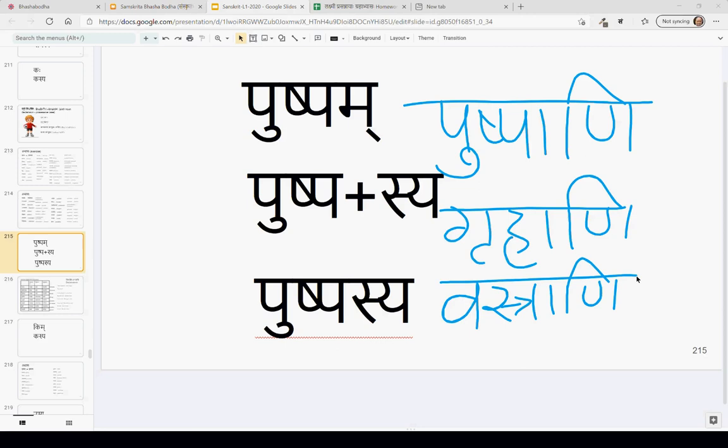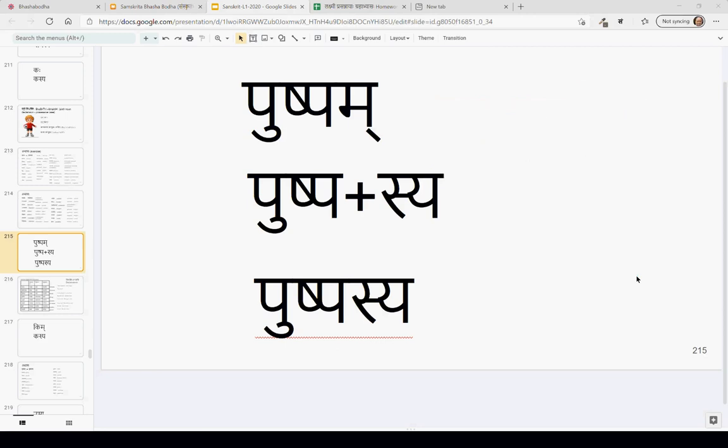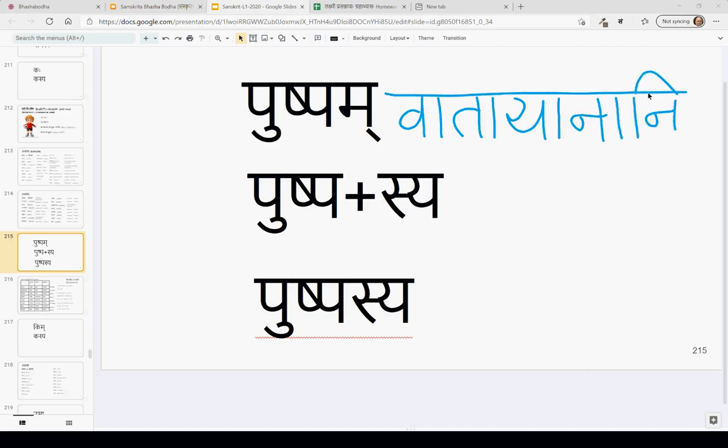Vatayanam. Would you please go over why the ni on the end is not the na, but it's the ni? I'm still having trouble understanding that. Yeah, the other example for this is vatayanam. What is the plural? Vatayanani. Here it doesn't change to na.